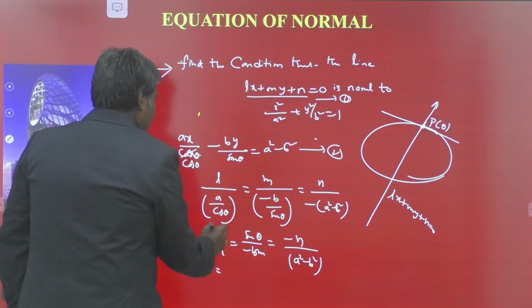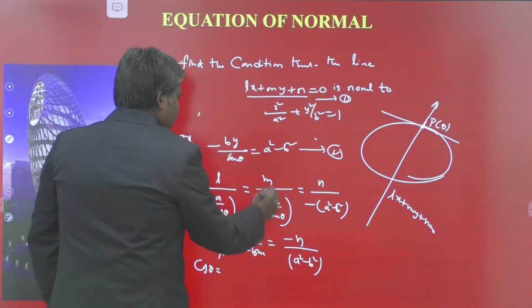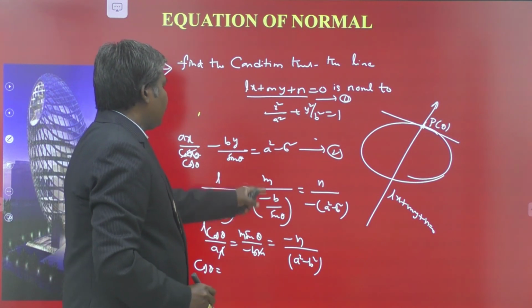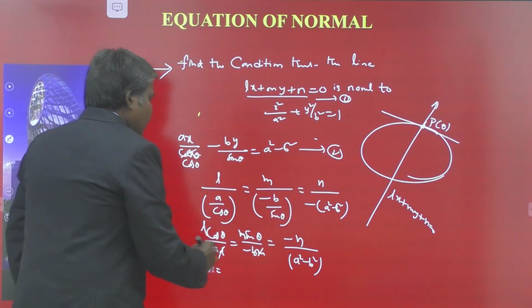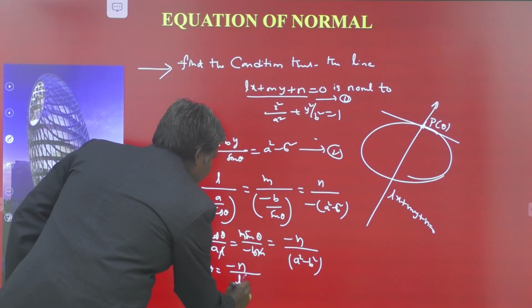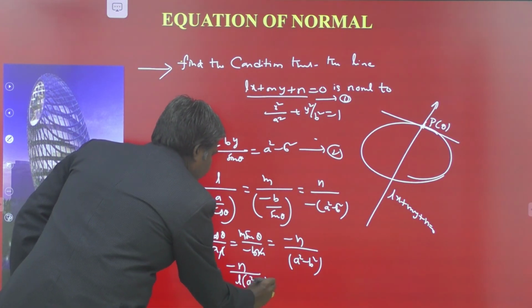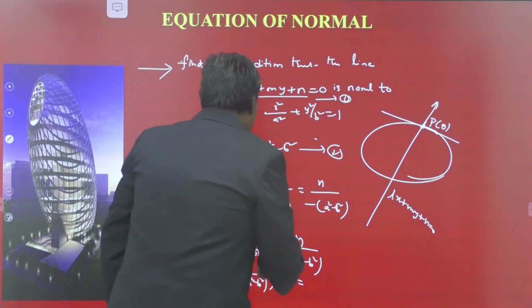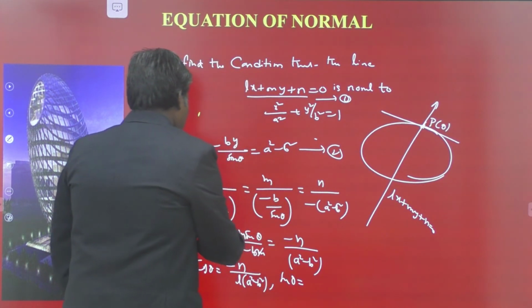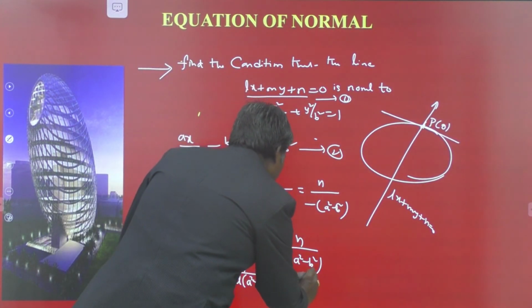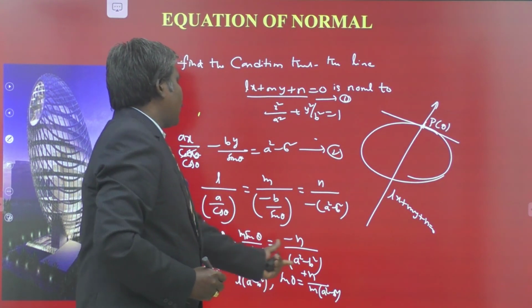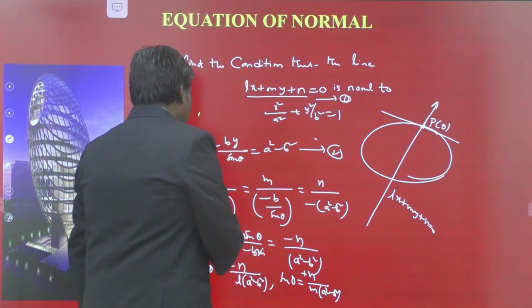This is L cos theta by a, and this is M sin theta by b, my dears. Cos theta equals −aN/(L(a² − b²)). Sin theta equals bN/(M(a² − b²)). This is cos theta, this is sin theta. We have cos theta and sin theta. Squaring and adding, we eliminate theta.